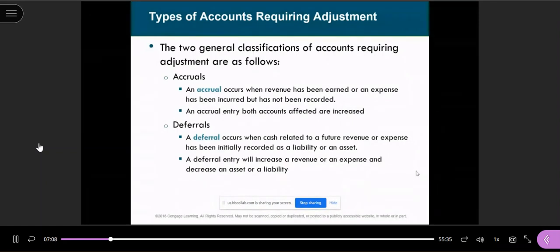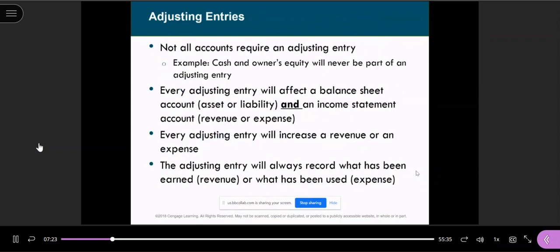So again, think deferral. We've postponed or delayed the recording of a revenue or an expense until it actually happened. The accrual, it has happened. That revenue or expense has taken place during this period of time. We just need to record it.